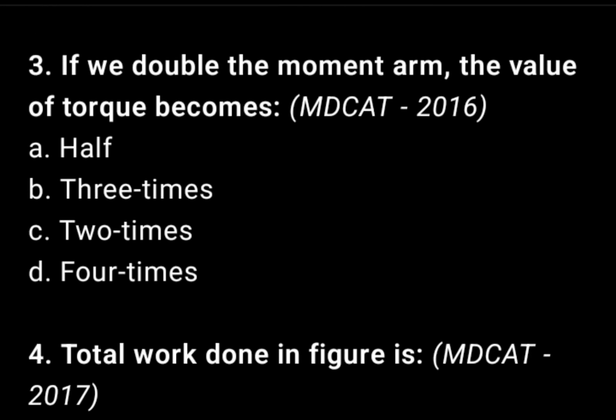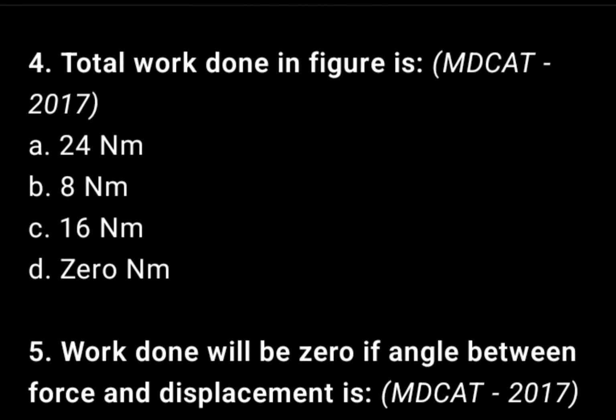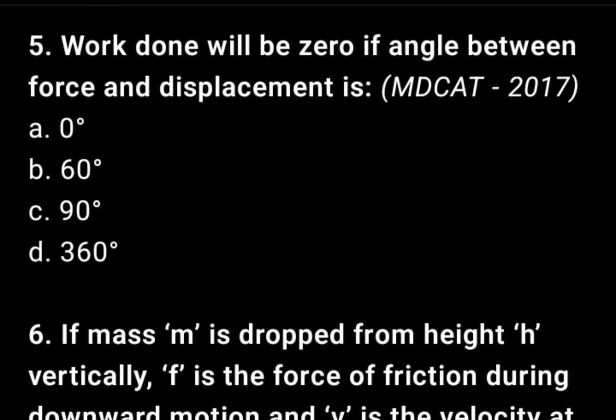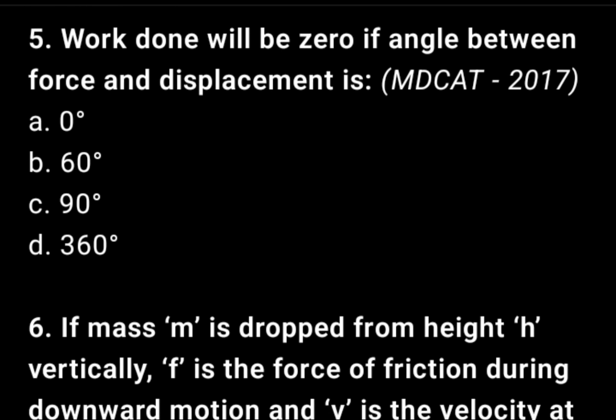4. Total work done in the figure is, MDCAT 2017. A. 24 Newton meters. B. 8 Newton meters. C. 16 Newton meters. D. 0 Nm. 5. Work done will be 0 if the angle between force and displacement is, MDCAT 2017. A. 0 degrees. B. 60 degrees. C. 90 degrees. D. 360 degrees.